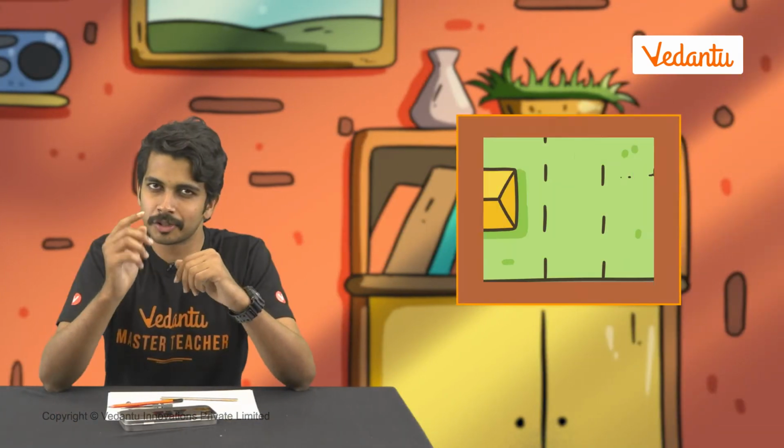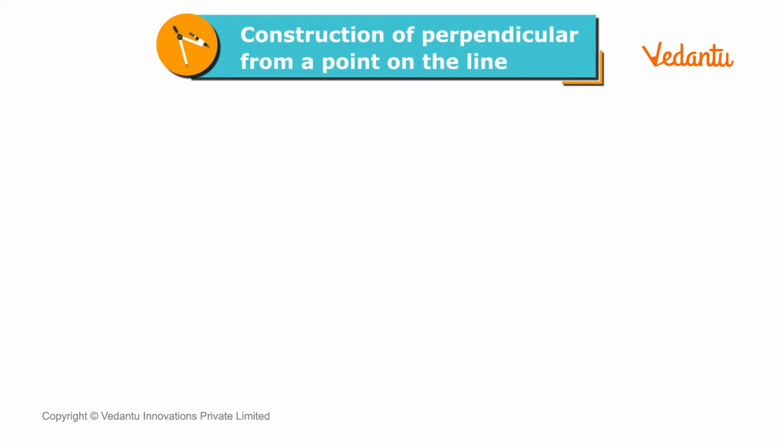We can use straight lines to represent the roads. Let's try and draw this kind of a road. It looks like an upside-down T. Such roads or lines which meet each other at right angles are called perpendiculars. So, we need to construct a perpendicular from a point on the line.